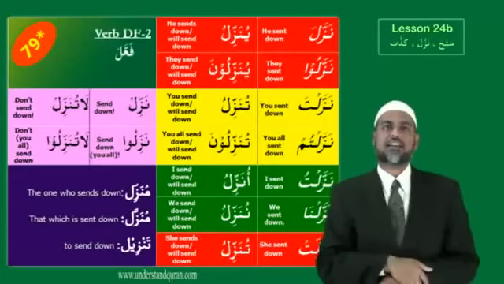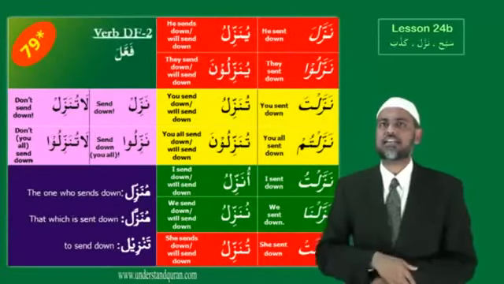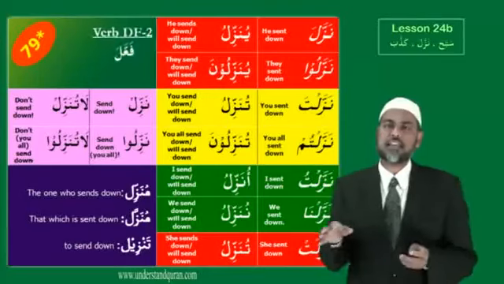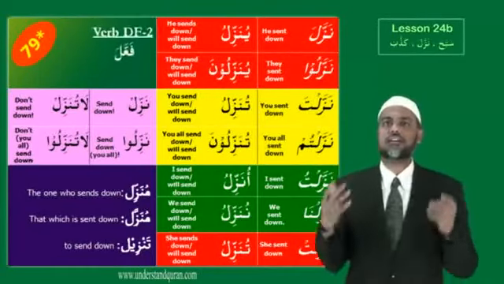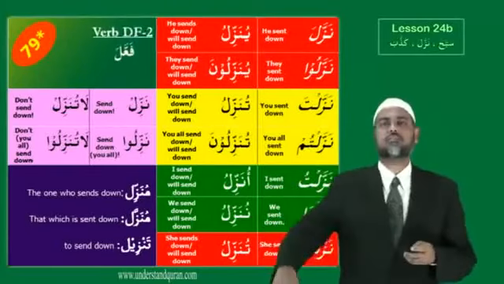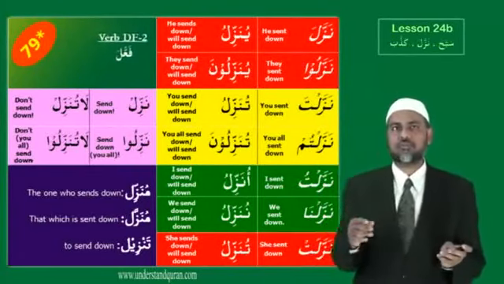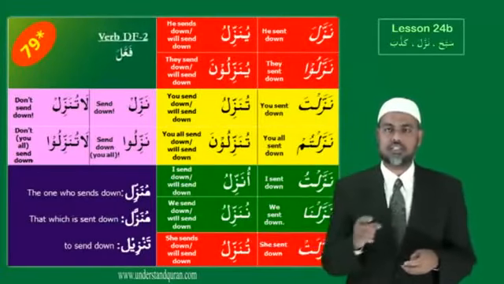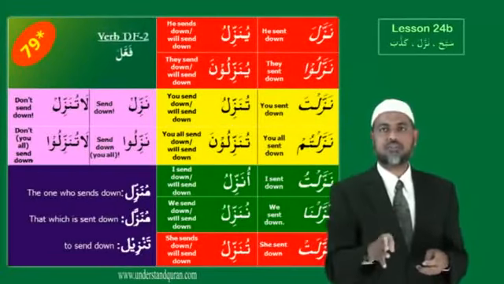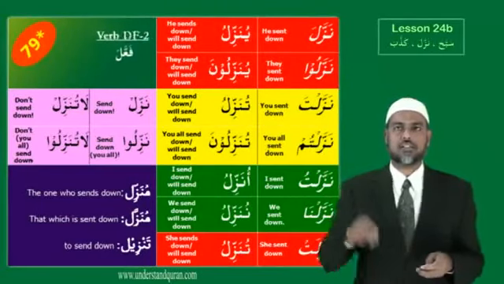Now let's take the second word or verb, nazala. Nazala means he came down. Nazzala means he sent down. Instead of he coming down, he sent someone down. So let us translate. Nazzala, he sent down. Nazzalu, they sent down. Nazzalta, you sent down. Nazzaltum, you all sent down. Nazzaltu, I sent down. Nazzalna, we sent down.